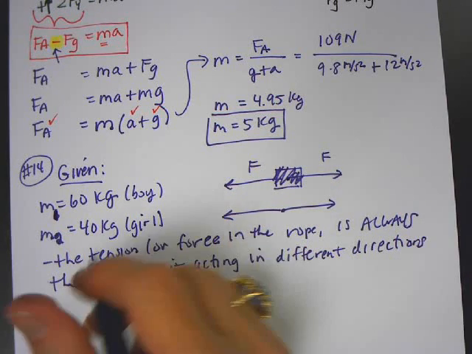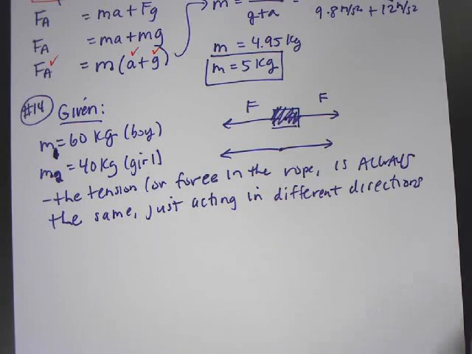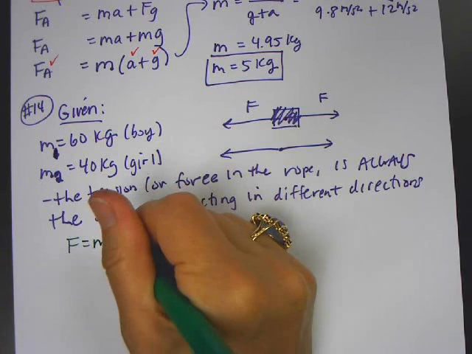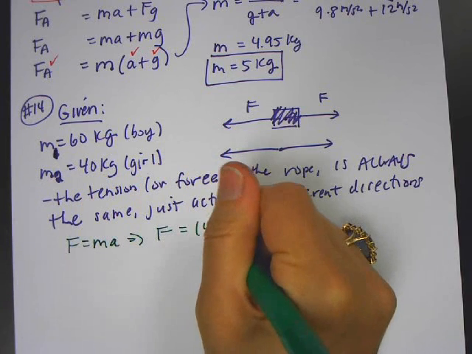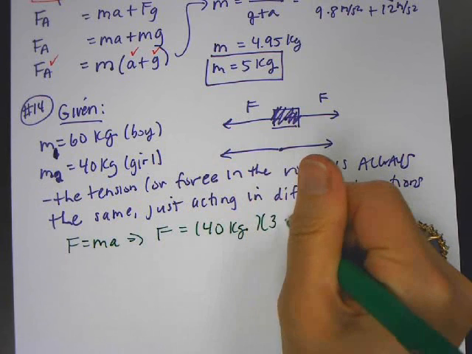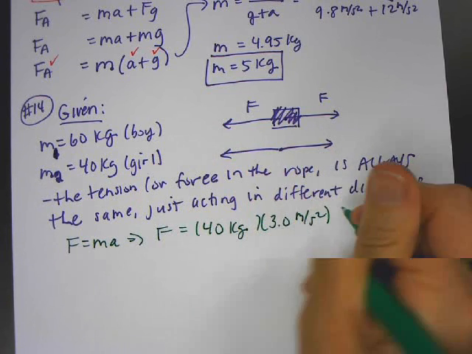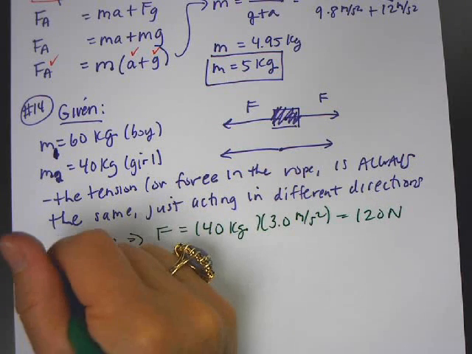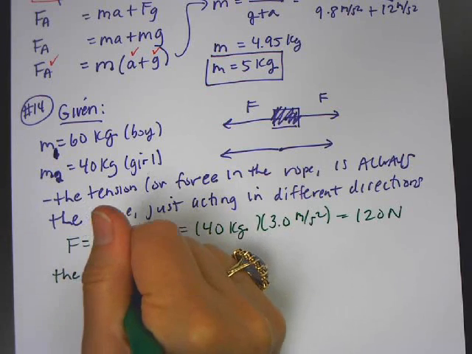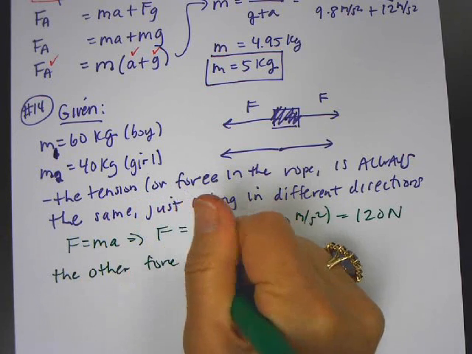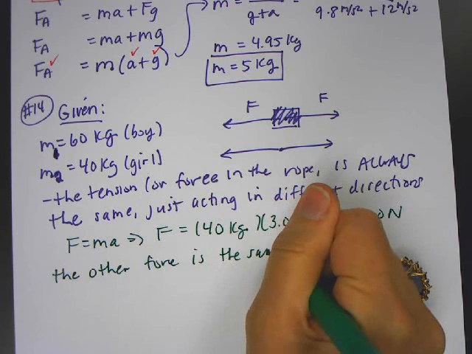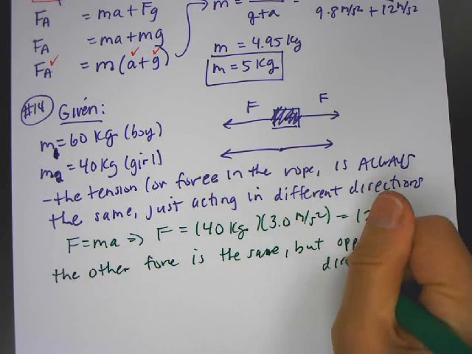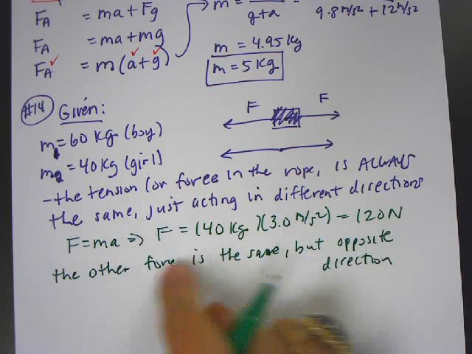So it's one rope. So what we're going to say is we're going to apply Newton's second law and say F is equal to ma. So F is equal to 40 kilograms times 3 meters per second squared. So the force is equal to 120 newtons. So the other force is the same, but in the opposite direction. All this stuff I'm writing is just the explanation. You don't have to do that part.